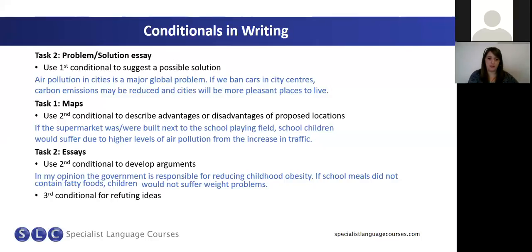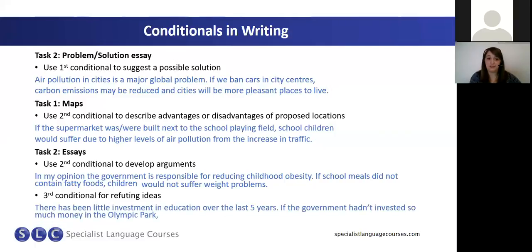And finally, we have third conditional in writing to refute ideas. So in an opinion essay, you'll need to present your opinion and you'll need to present an opposing idea or refute an idea to give a balanced essay. So here is our situation.